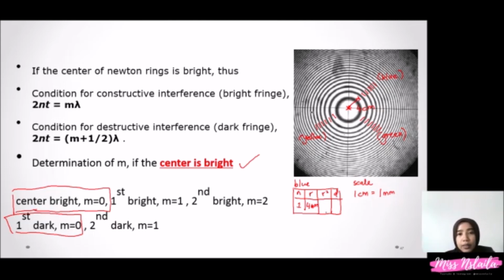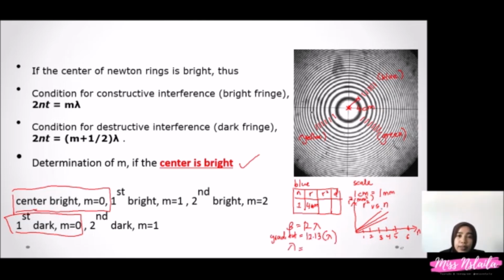So complete all this table, and then from the data you need to plot a graph of r square versus n. And this one is r square. R square, its unit is in millimeter square. Okay, when you have plotted the graph, find the gradient and use this equation: beta equal to r lambda. Beta is the gradient, equal to r. R is a constant value, which is 12.13. So if you use the gradient for blue light, then you will get the wavelength of the blue light.